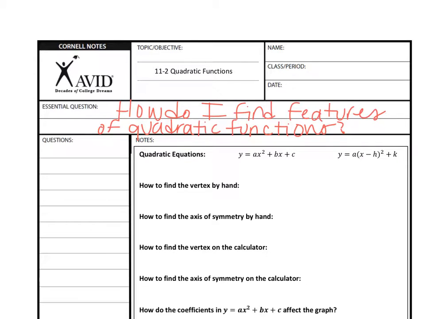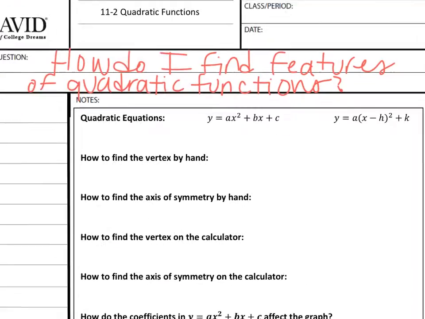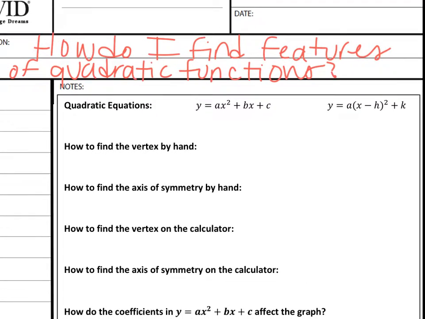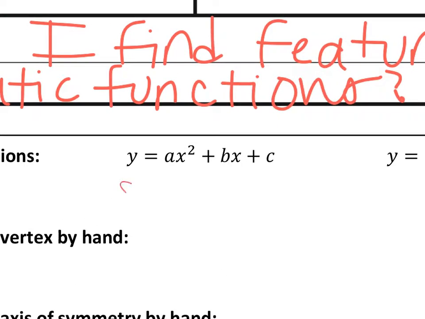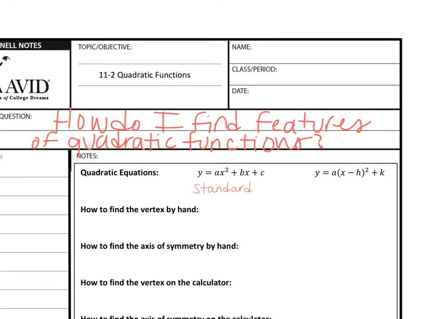In this class, we talked about two forms of quadratic. We talked about standard form, and we talked about, what's this one called? Vertex form. And remember, the vertex is (h, k).